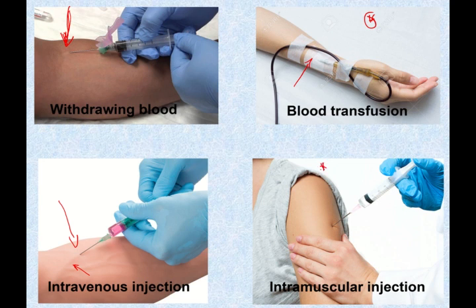Then in this last picture, fourth picture, you can see an intramuscular injection. An injection is given into a muscle. In this case, it is the deltoid muscle here. But remember that this injection is given a little bit lower than the usual site. It is better if the injection was given somewhere here, because the muscle is like this.